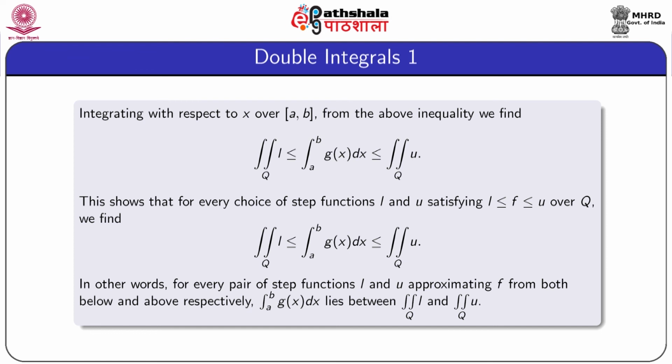This shows that for every choice of step functions L and u satisfying L less or equal to f less or equal to u over Q, we find integral of L over Q less or equal to integral of a to b g(x) dx less or equal to integral of u over Q. In other words, for every pair of step functions L and u approximating f from both below and above respectively, integral a to b g(x) dx lies between lower integral of L over Q and upper integral of u over Q.